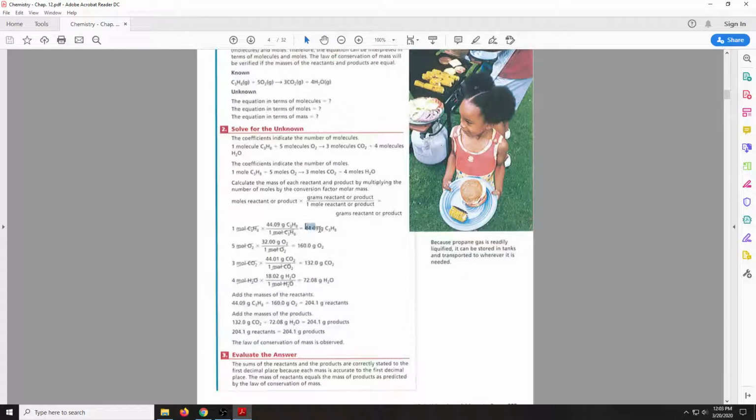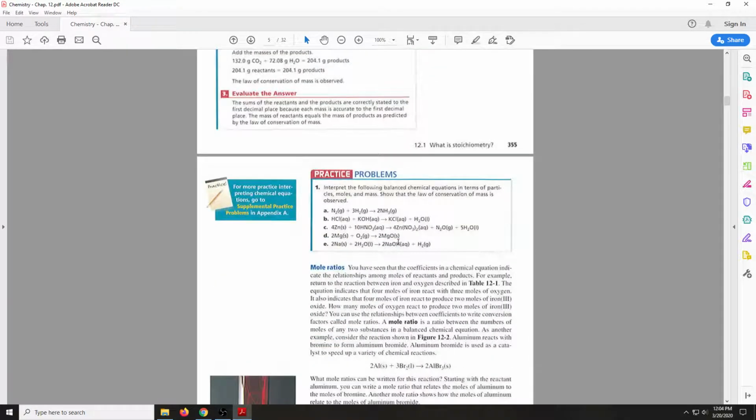So we would say there's 44 grams of propane plus 160 grams of oxygen yields 132.0 grams of CO2 plus 72.08 grams of H2O. In other words, if we added up the masses of the reactants, we get 204.1 grams of reactants. If we add all the masses of the products, we get 204.1 grams of the products. Therefore, the reactants and the products equal the same thing, so we can be sure that the law of conservation of mass is observed. And that's how to do these problems right here.